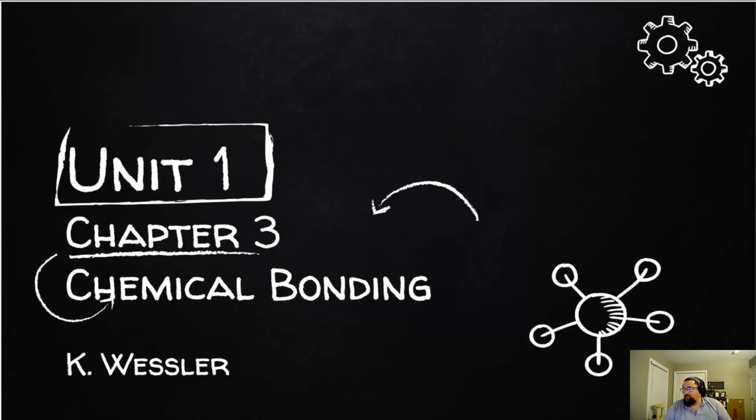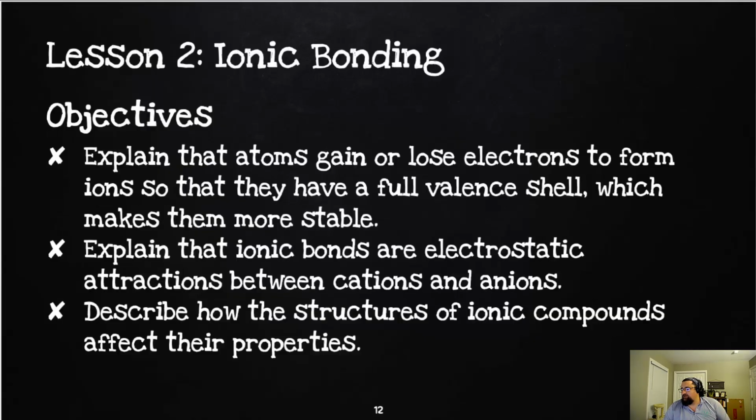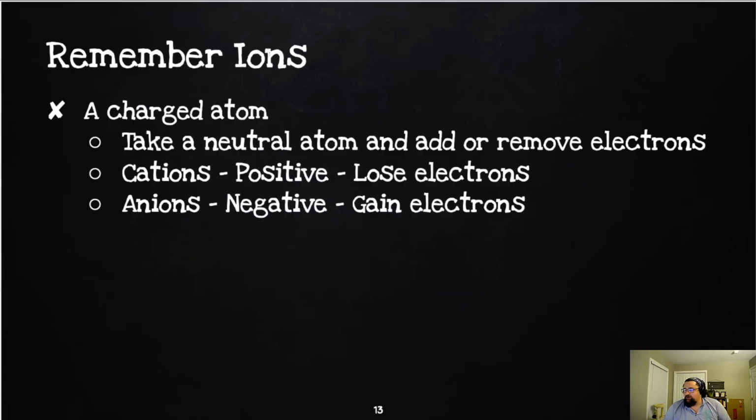Okay, today we're going to talk about specifically ionic bonding. And so we're going to talk about the atoms gaining and losing electrons, a little bit of review. We're going to talk about what exactly ionic bonds are, and then talk about the structures and some of the properties.